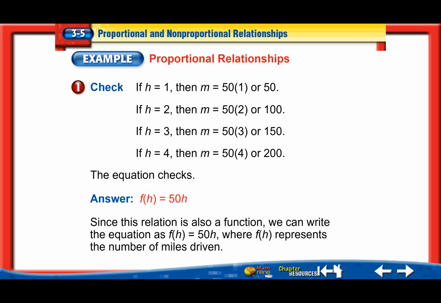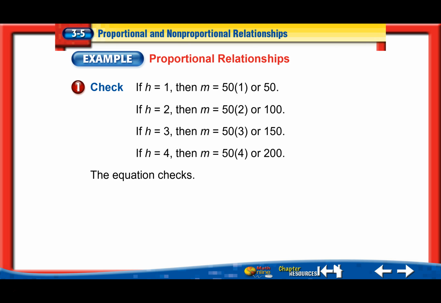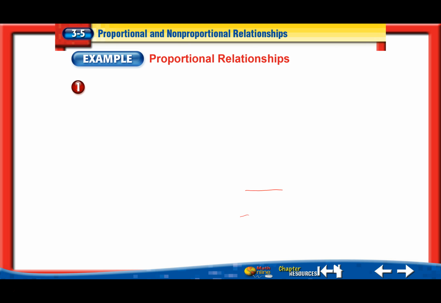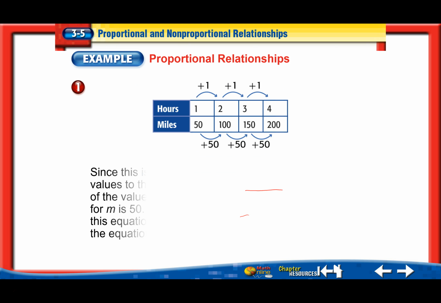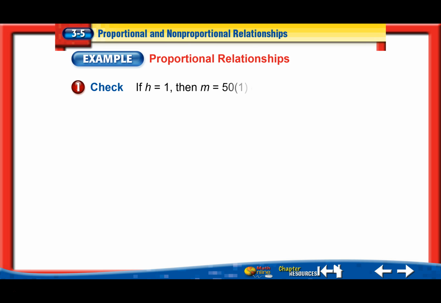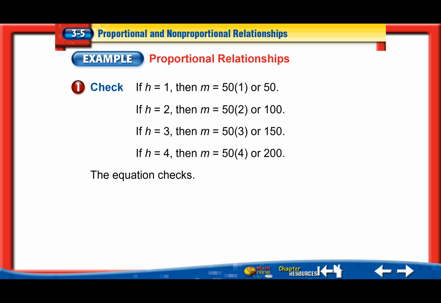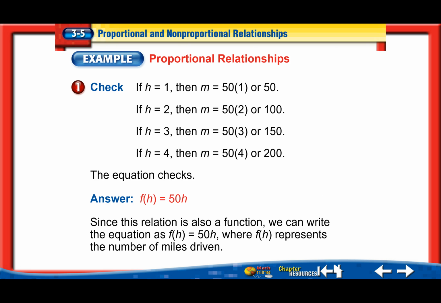is a function of h, because remember they asked for a function, not a y equals. Check, so they want this in a function notation. Since the relationship is also a function, we can write the equation as function of h equals 50h instead of y equals 50h, or m equals 50h, where h represents the number of miles driven. Function of h is the miles driven.